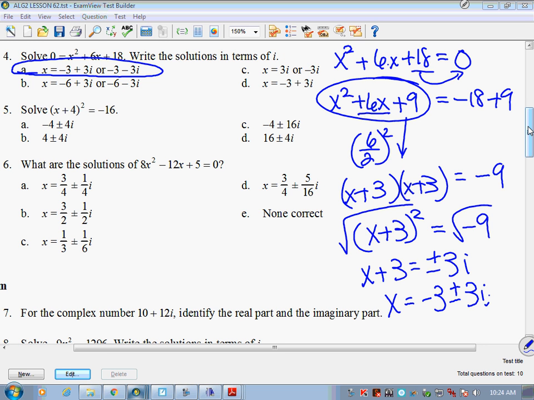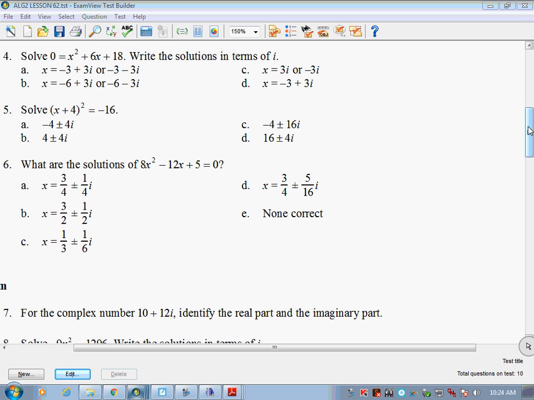Okay. All right. Number 5 does some of that work for us, right? It skips down to where we got on that last question. So what do I want to do with question number 5? Square root both sides. Very good. Okay? So I'm going to get what? How do I rewrite that? X plus 4 equals what?